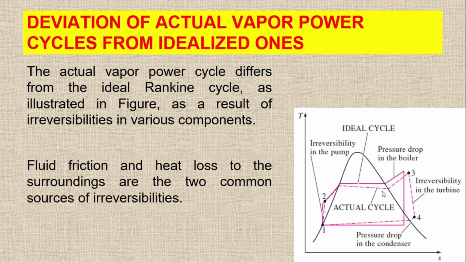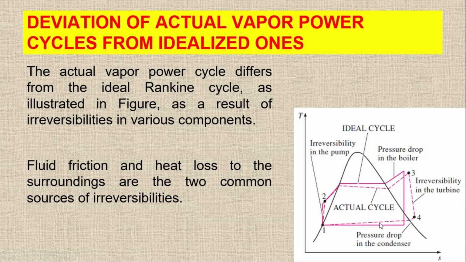When we are talking about the irreversibilities, the two common sources are the fluid friction and the heat loss to the surroundings. Fluid friction causes pressure drops in the boiler. You can see here we have the pressure drop in the boiler, so the boiler is not working along a constant pressure line. Even the fluid friction will cause the pressure drop in the condenser. So you can see here we don't have any constant pressure line, rather we have the pressure variation in the condenser.